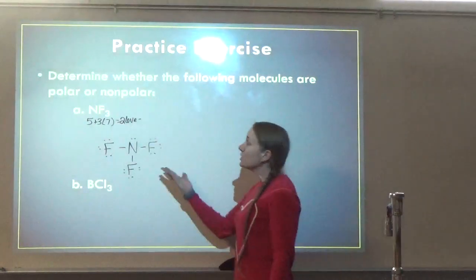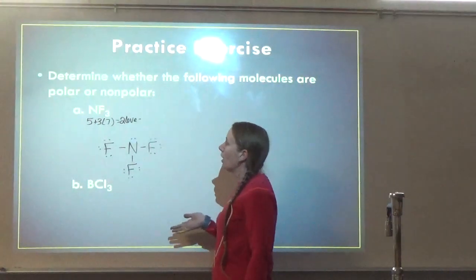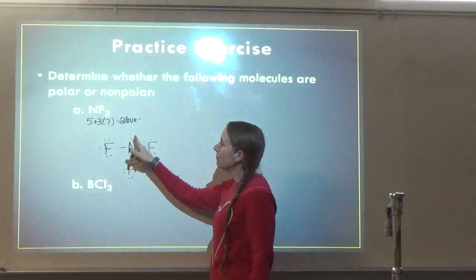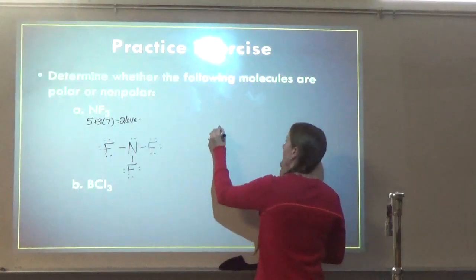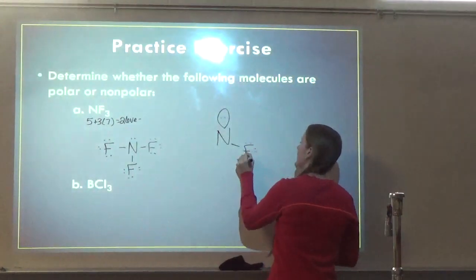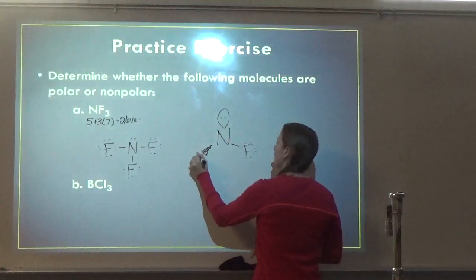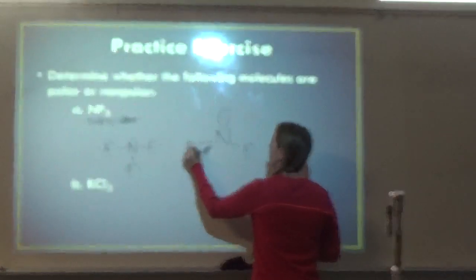So I need to look at that geometry before I start deciding, are my dipoles canceling? All right, so I have 1, 2, 3, 4 domains. 4 domains makes tetrahedral. Okay, so I balloon my lone pair up. I'm going to pull one of my F's down here, and then I do one coming out of the board and one going back into the board.